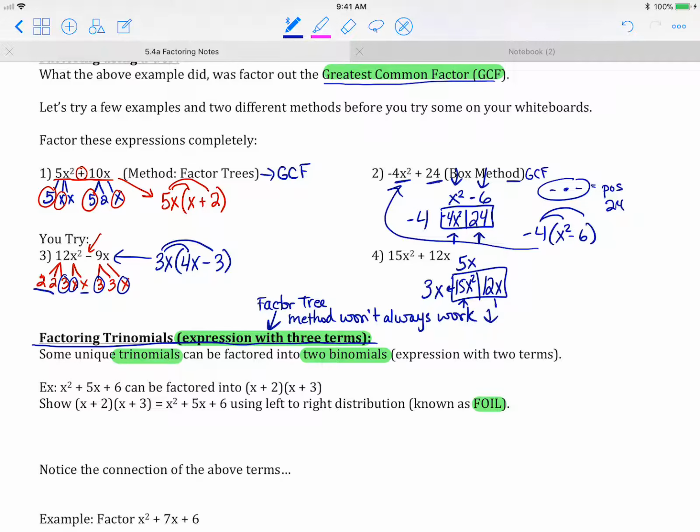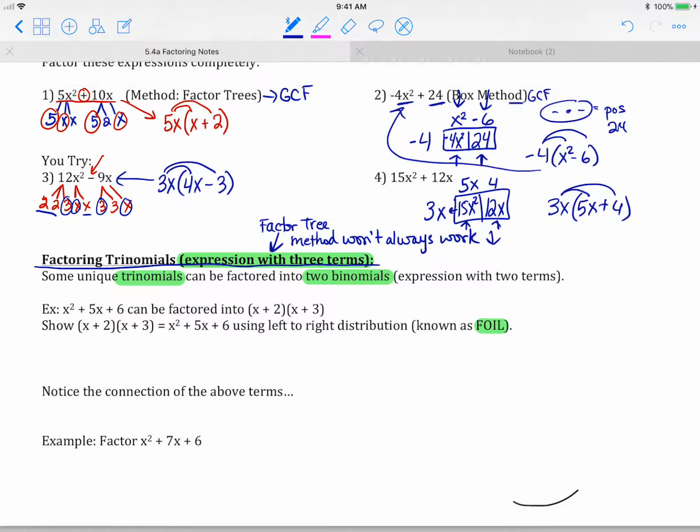Now I want to get back to 12x. What times 3 would give me 12? 4. And we don't need an x because we have 12x, and 3x times 4 would give me 12x. So I'm going to come over here, and we have 3x times the quantity, 5x plus 4, and we could distribute and make sure we get back to our original answer, in which we do.